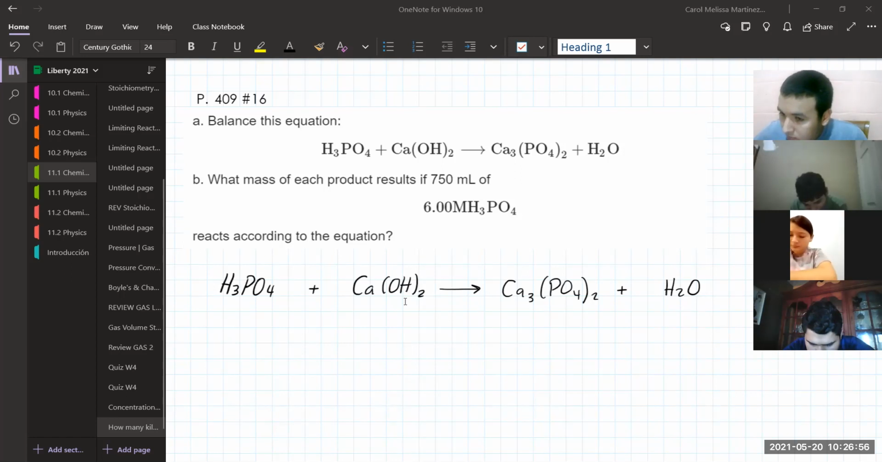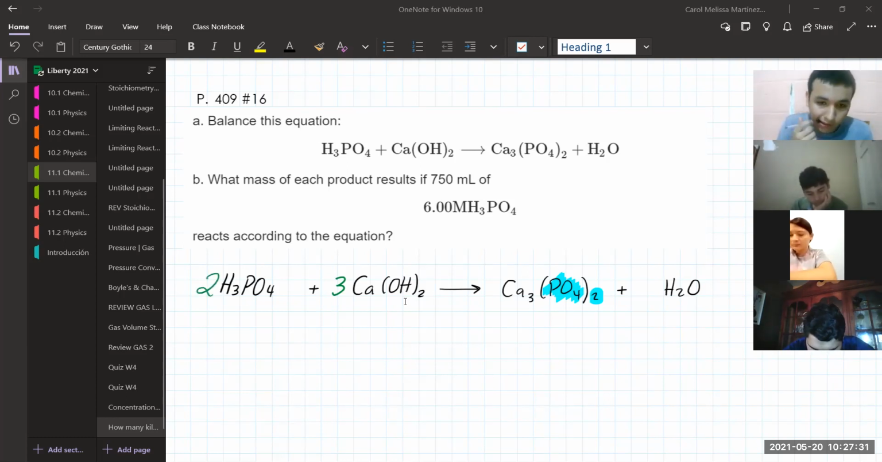So what I do in the first place, I notice that calcium is 3 times, okay? So I balance calcium in the first place. Then I notice that phosphate, the ion phosphate, is twice. So I put a 2 where I have my phosphate, okay? My phosphate is there, so I'm going to put a 2 over there.